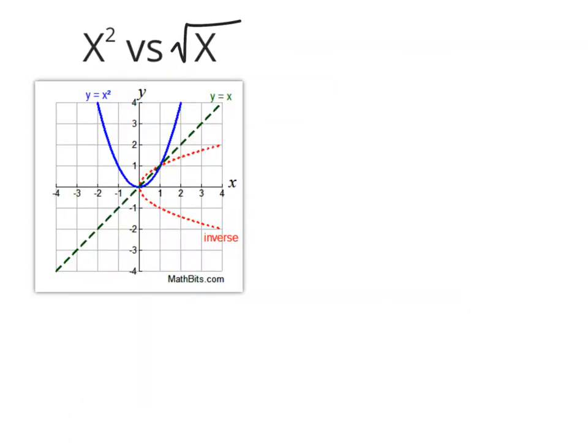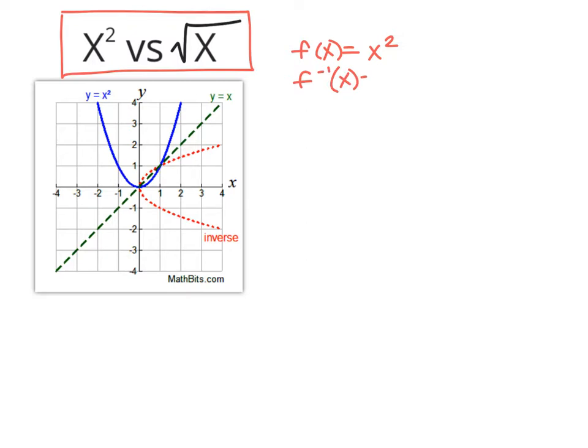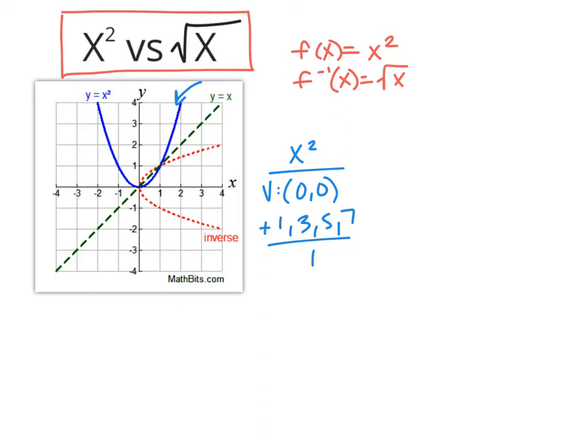All right, so here we're talking about x squared versus the square root. So these are inverse functions from one another. If you want to write that down, if one function is x squared, then the inverse function is the square root of x. Now, you all know that x squared and square root cancel each other out. So what they've shown here for you is the original graph of x squared. That's just your basic parabola. Remember, basic parabolas start at 0, 0, and they have a pattern of 1, 3, 5, 7, all over 1.